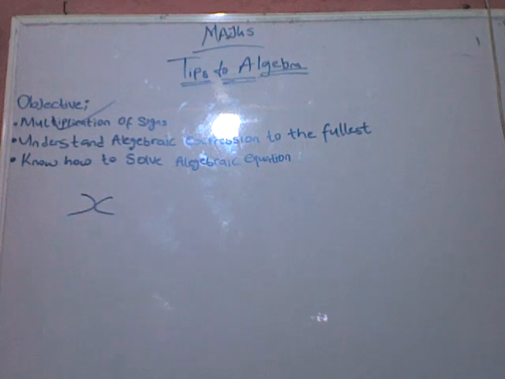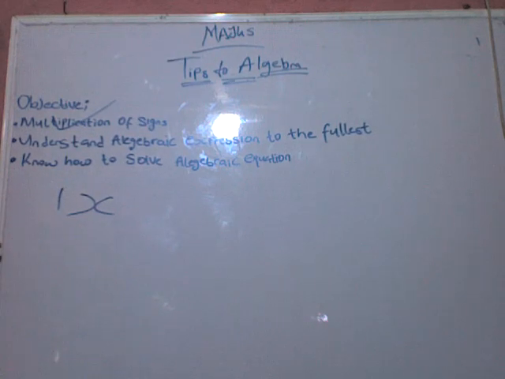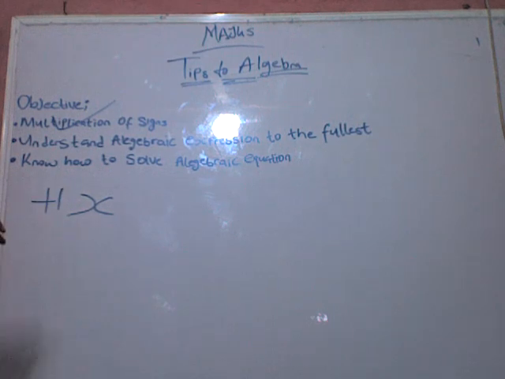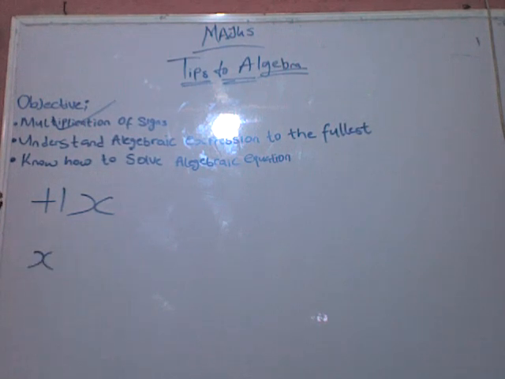Now, understanding the concept of this X here. Firstly, this X has a coefficient, which is 1. But we mostly say that the 1 is invisible. So this X has a coefficient of 1, and it has a positive sign. Always know that if you are given X, this X carries a positive sign and a coefficient of 1.